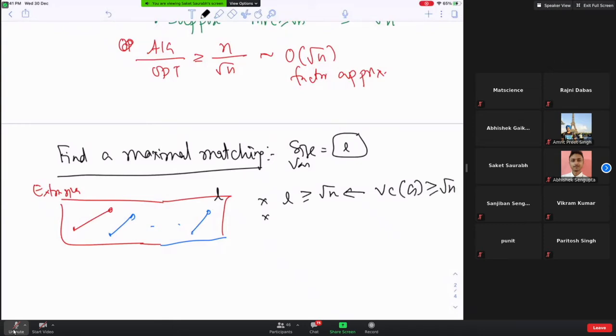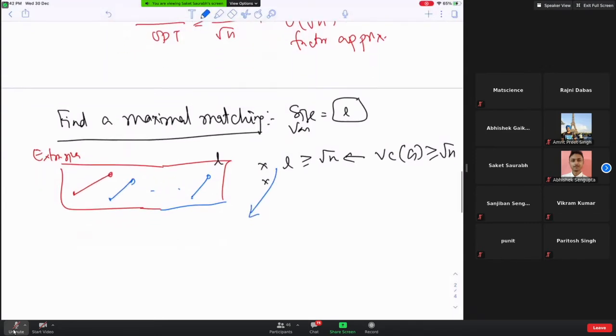How much space did we take up until now? Root n log n. And what can I do at this point of time? Return n as the answer. You don't need to include both the endpoints of these.